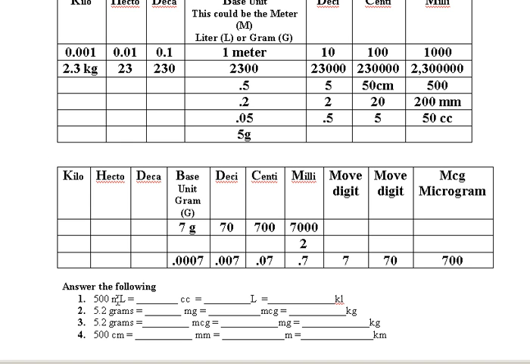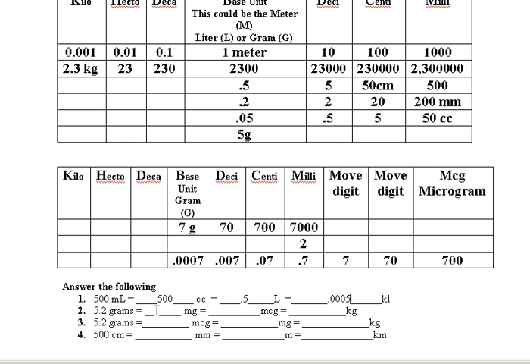Just answer the following here. 500 milliliters is the same as 500 cubic centimeters. And how many liters would that equal? Well, that's moving it 3 places to the left, so that would be 0.5 liters. And moving it 3 more places to the left to get to kiloliters would be 0.0005 kiloliters.